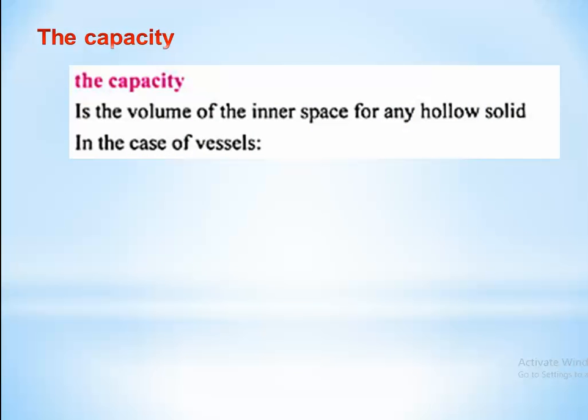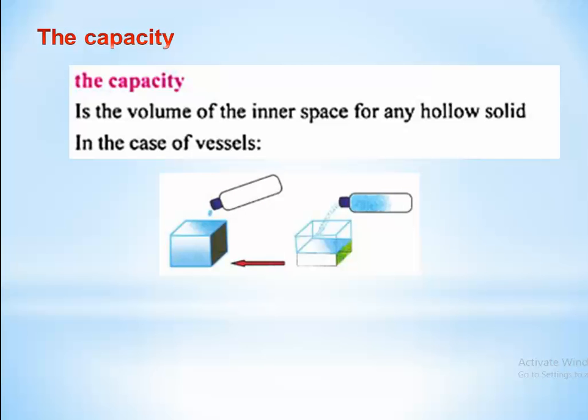Let's talk about the capacity. The capacity is a volume, and we will use the rules of volume. The capacity is the volume of the inner space of any hollow solid, in the case of a vessel. Okay, the capacity is a volume, but for liquids. The capacity is for liquids like milk, water, Pepsi, juice. All liquids have capacity, not volume.